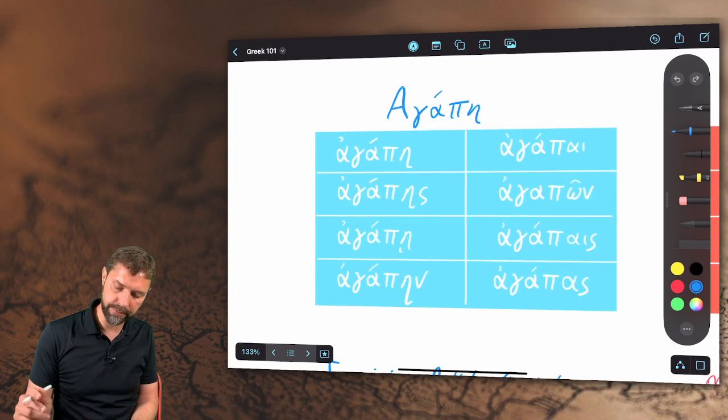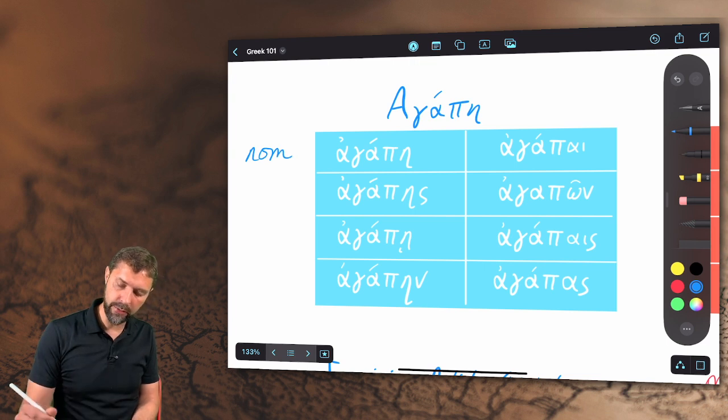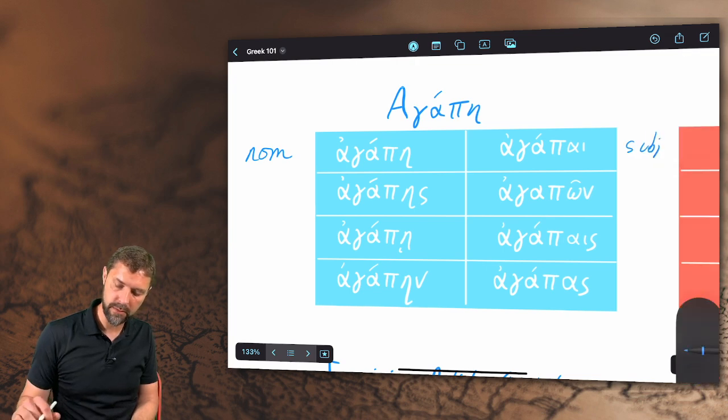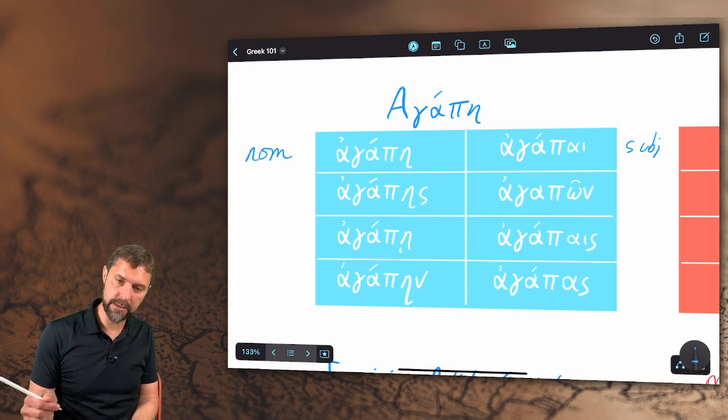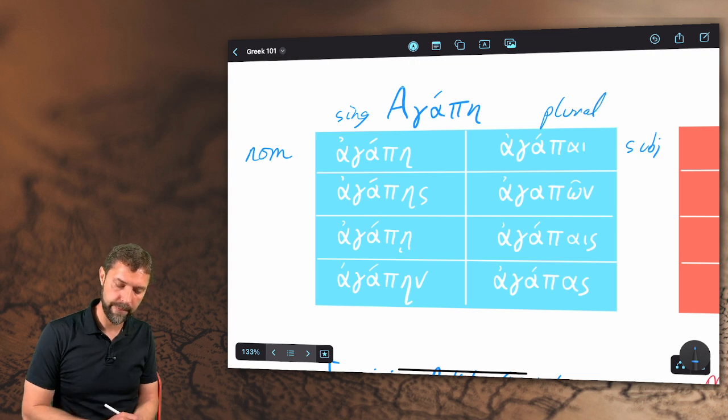Here's your chart. This is the nominative form. And another way of saying that is this form will be functioning as the subject. In a given sentence, these will be the subject of the sentence. This is going to be the singular column. This will be the plural column.